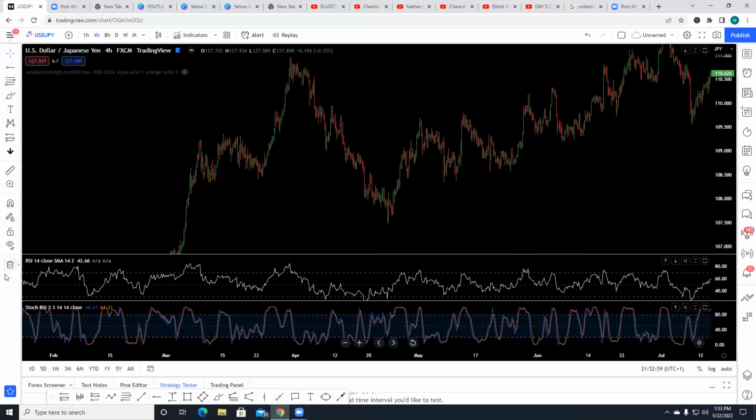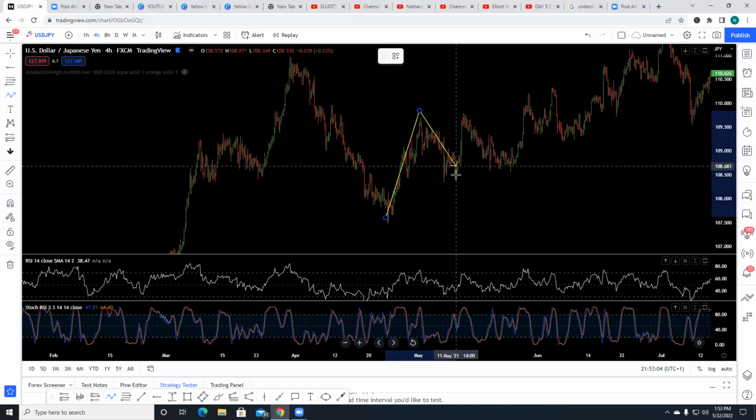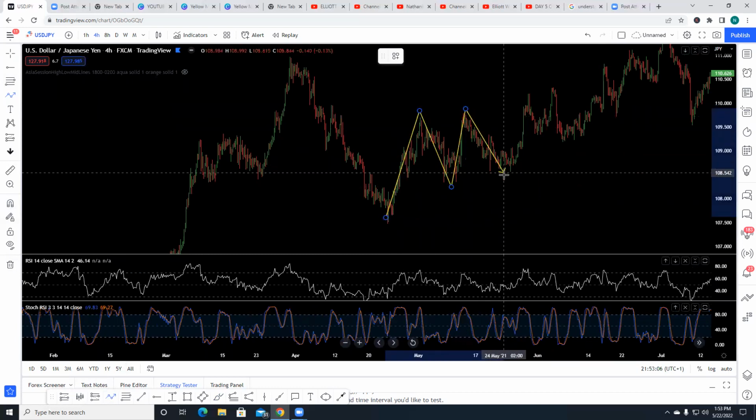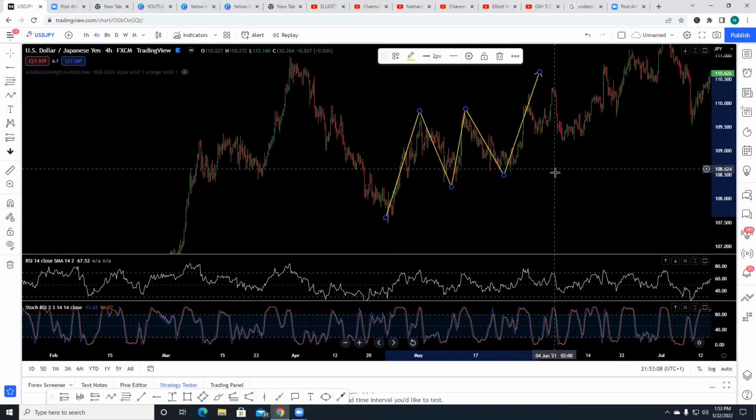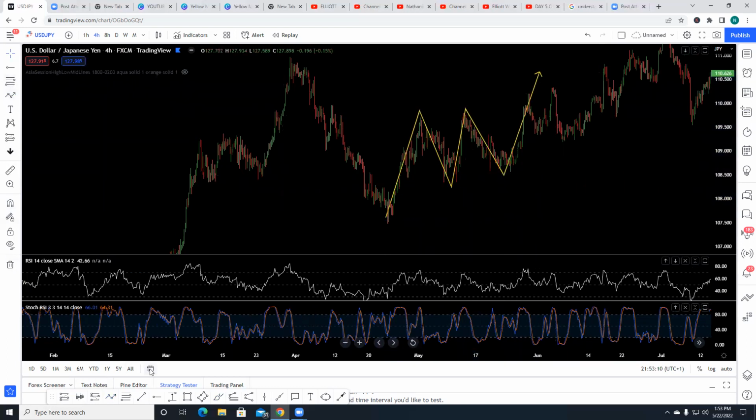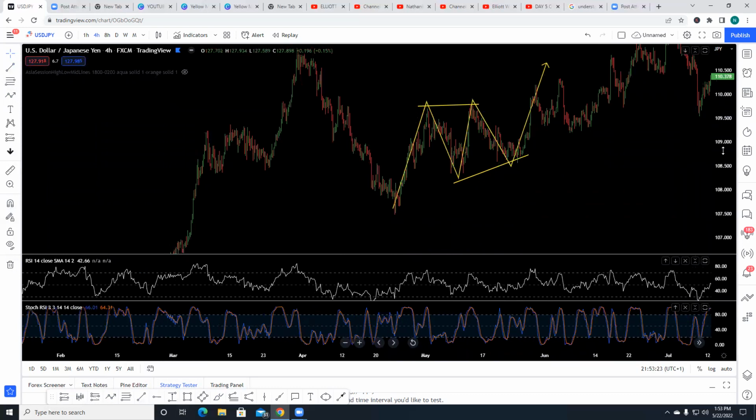Can you see this is a regular flat, guys? 3 waves up, 1, 2, and 3. Then it moves to the upside. This is a running flat, guys, not a regular flat, because this does not come to the low here. This is a higher high here, the same high. This is a running flat, guys.